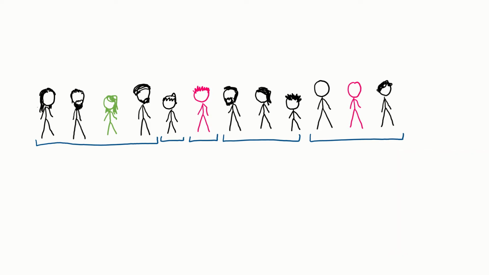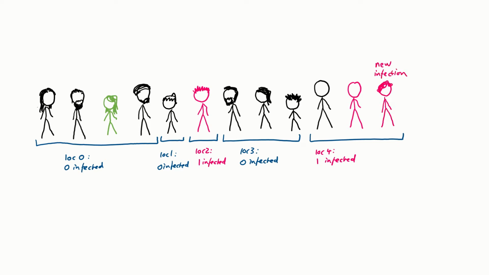So we've randomly assigned people to loci. Next, count up the number of infected people in each locus, and we'll use this to model the infection. If there are any infected people in a locus, then each susceptible person might become infected. We'll say that each person gets infected randomly with a certain probability. Next, some people recover.